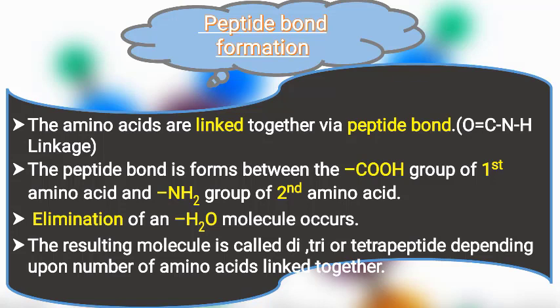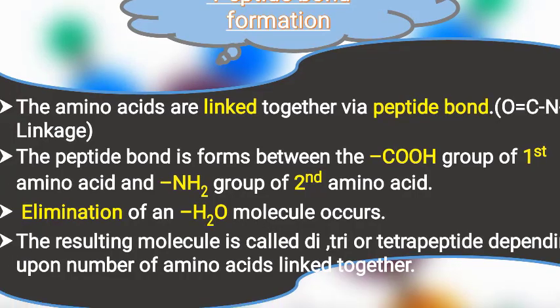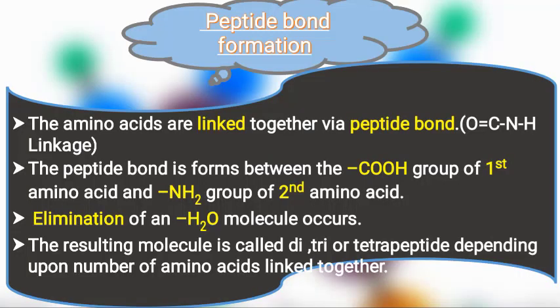Now the next topic here is the peptide bond formation. The amino acids are linked together via peptide bond, represented as CONH linkage. The peptide bond is formed between carboxylic group of one amino acid and the amino group of the second amino acid. The reaction is referred to as the condensation reaction, meaning there is elimination of the water molecule.